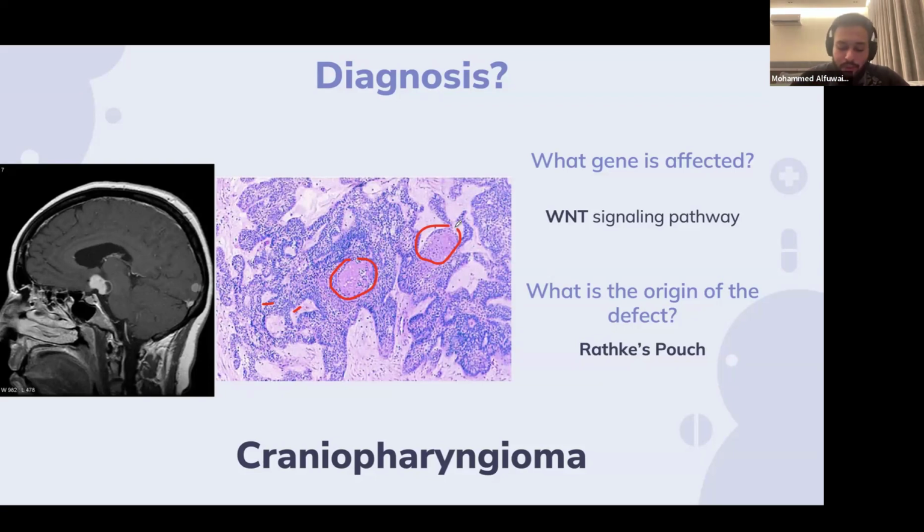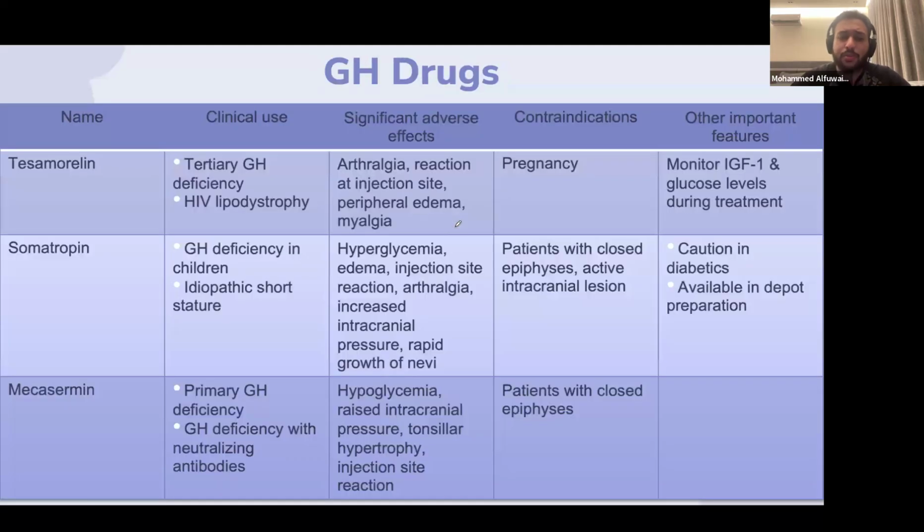How about if you want to inhibit the growth hormone receptor? What drug can you give? And this will reduce IGF-1. Pegvisomant. Excellent. Okay, good.